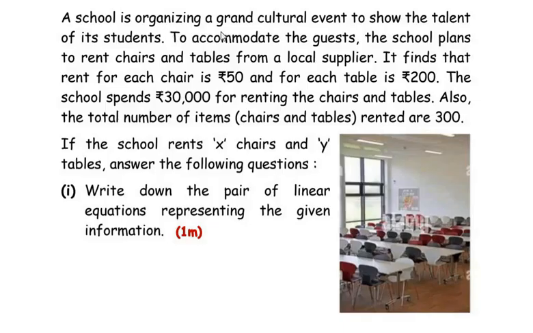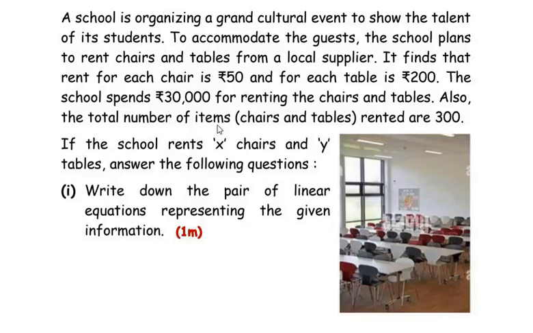A school is organizing a grand cultural event to show the talent of its students. To accommodate the guests, the school plans to rent chairs and tables from a local supplier. It finds that rent for each chair is Rs 50 and for each table is Rs 200. The school spends Rs 30,000 for renting the chairs and tables. Also, the total number of items, that is chairs and tables together rented, are 300. If the school rents X chairs and Y tables, answer the following questions. The first question is, write down the pair of linear equations representing the given information.